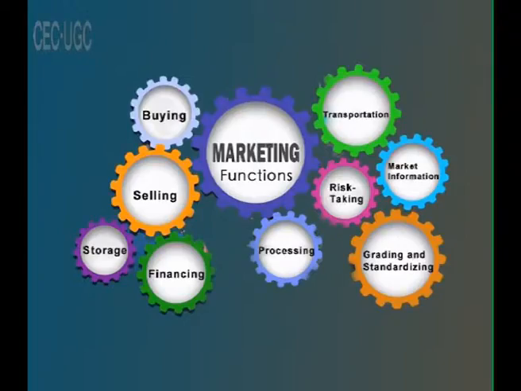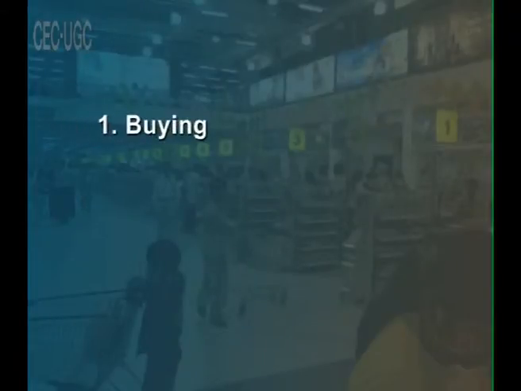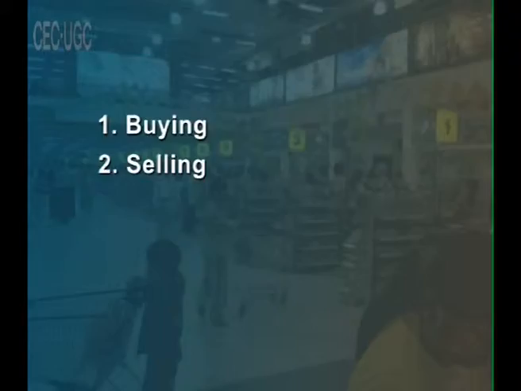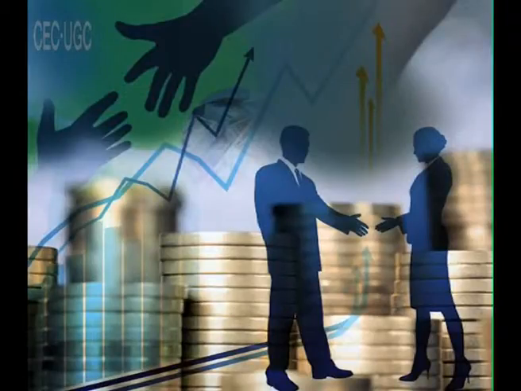In order for the marketing bridge to work correctly, providing consumers with opportunities to purchase the products and services they need, the marketing process must accomplish 9 important functions. The functions are, first, buying. People have the opportunity to buy products that they want. Second, selling. Producers function within a free market to sell products to consumers. Third, financing. Banks and other financial institutions provide money for the production and marketing of products.